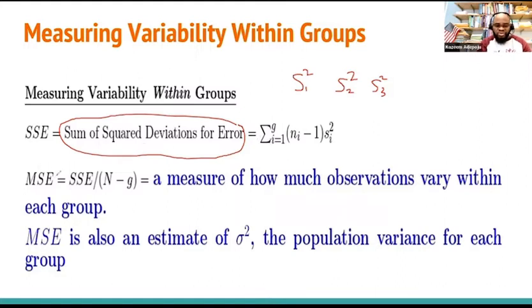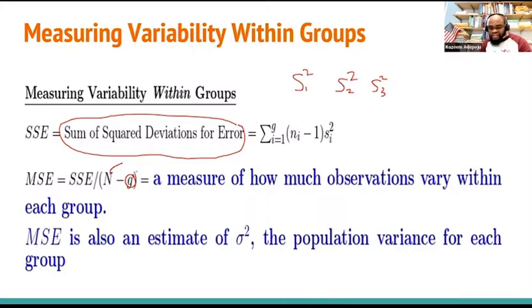And of course, we need to get the MSE. Then we divide the SSE by N minus G. And don't forget, the N here, the uppercase N, is the overall sample size. And this G here is going to be the number of groups. Take a look at that.